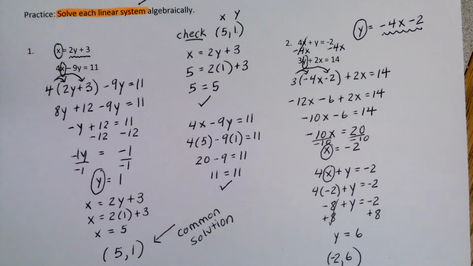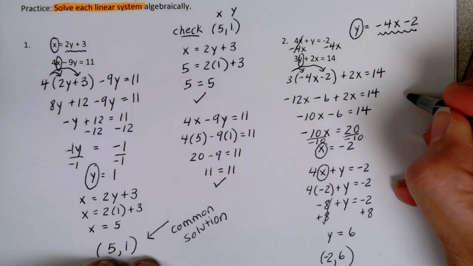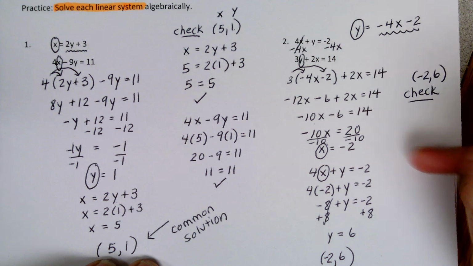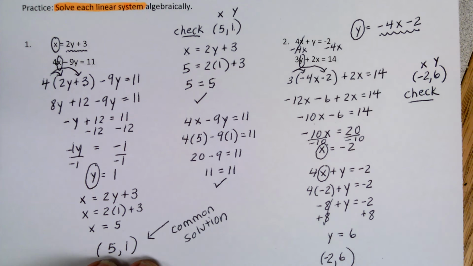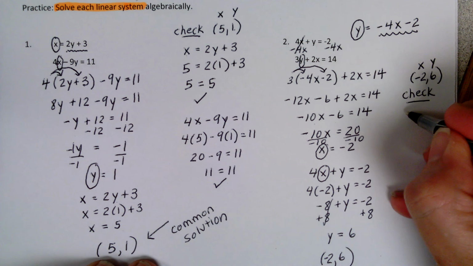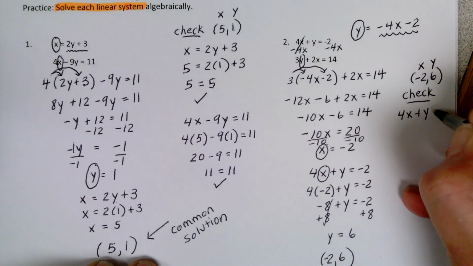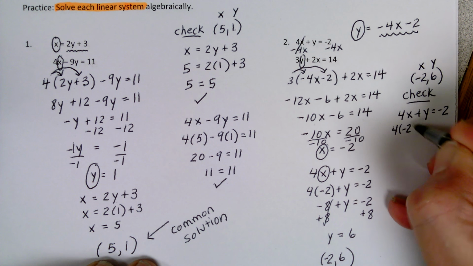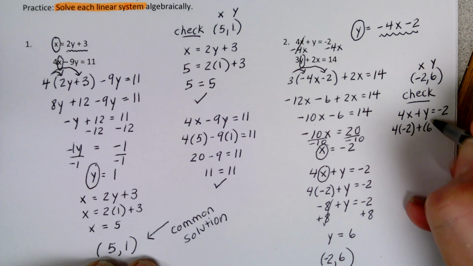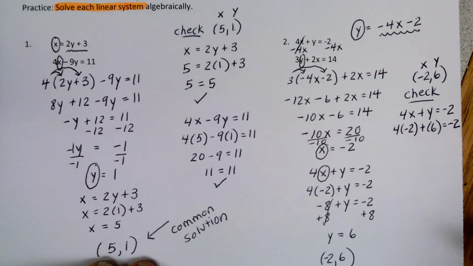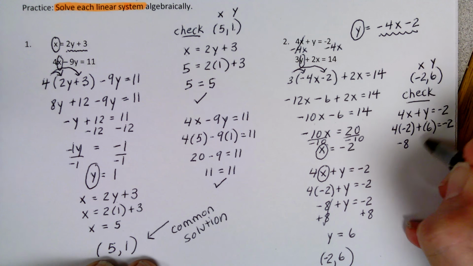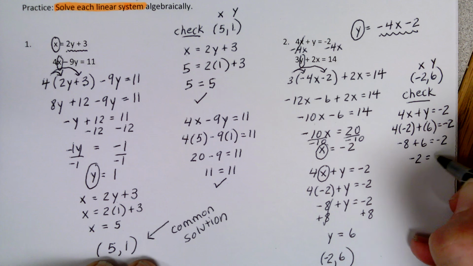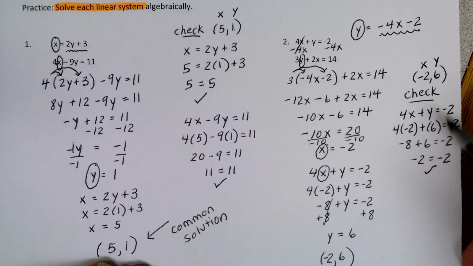I don't know for sure until I check it in both equations. So let's do that. We're going to check the point negative 2, 6. Remember to write x and y above it to keep track of what your values are. So I write my first equation, 4x plus y equals negative 2. In place of x, I put my x value. In place of y, I put my y value. And I do my math. 4 times negative 2 is negative 8. Plus 6 is negative 2. And a negative 8 and a positive 6 is a negative 2. So great, that worked for that equation.